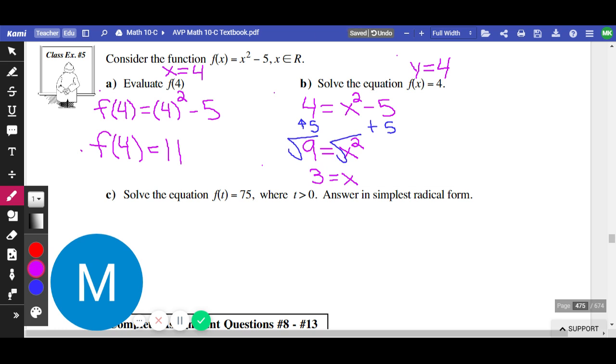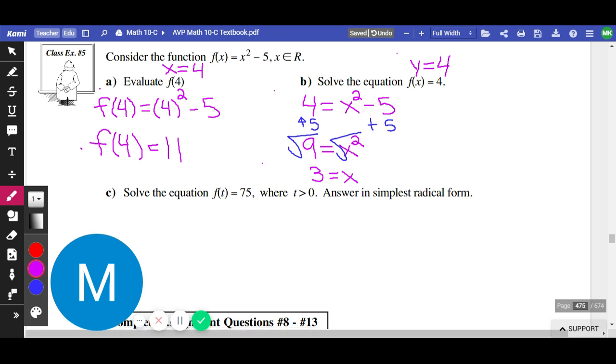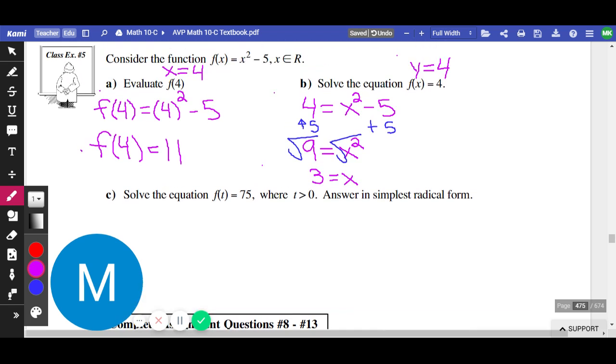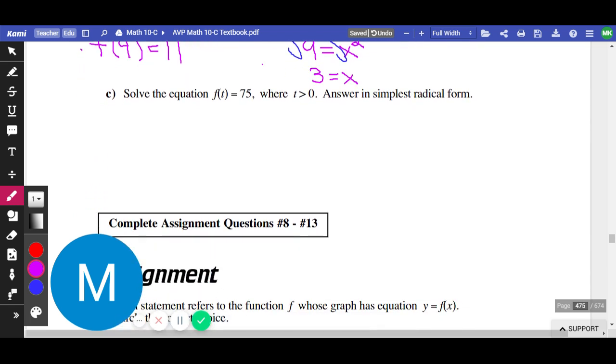The last one is a little tricky, just because the numbers aren't nice. That's all it really changes. They also changed x to be t, which really doesn't make a difference. You should change your x to be t as well. So when you do this question, they say f of t equals 75. That means I change the front number to actually be 75. Then I have t squared minus 5, like that.